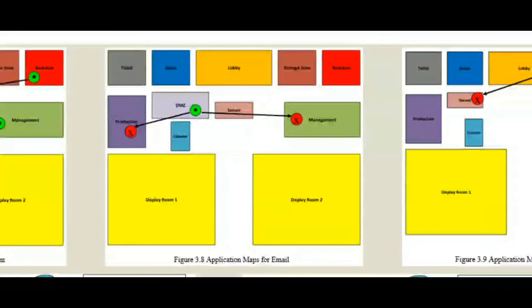And the next one is the application map for email. Now, email can be accessed by the management and production department. So the mail server will act as a data source, where it will generate data, and the DMZ will store and keep the data generated by the mail server.